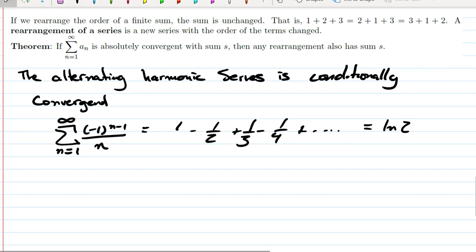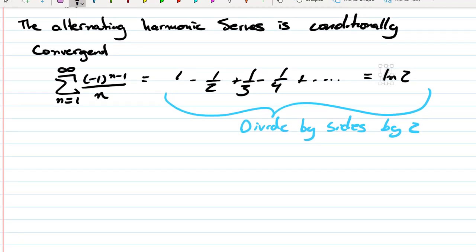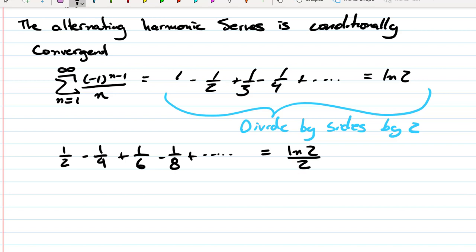So if I were to take this equation right here and divide both sides by 2, that would give me the new series 1/2 minus a fourth plus a sixth minus an eighth plus dot dot dot on forever equals the natural logarithm of 2 divided by 2.